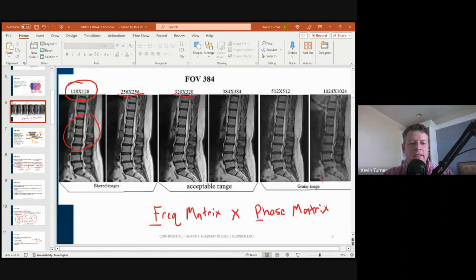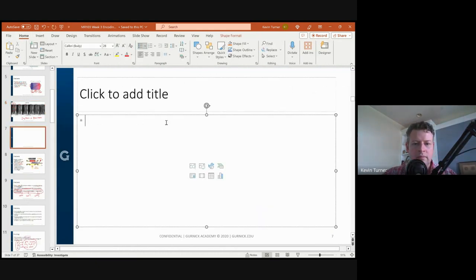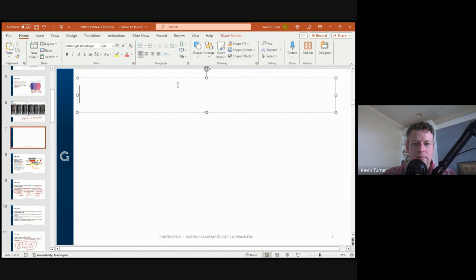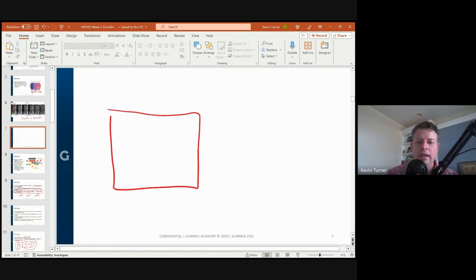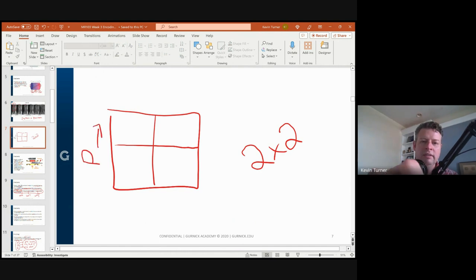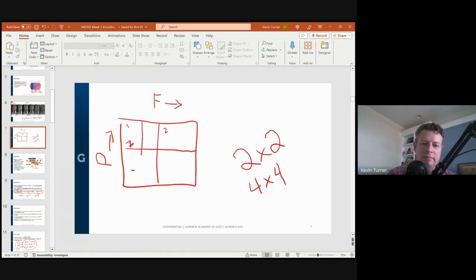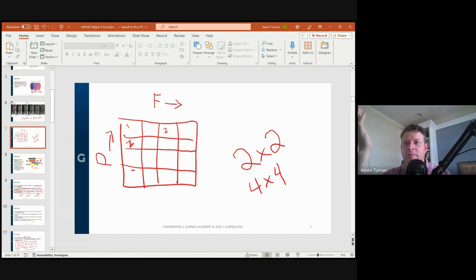The reason for this: if this is my image, my matrix is 2x2. Then in the phase direction, I have 1, 2 pixels. And in the frequency direction, I have 1, 2 pixels. If I increase my matrix to 4x4, well, I didn't change anything else, so all of my pixels had to get smaller.